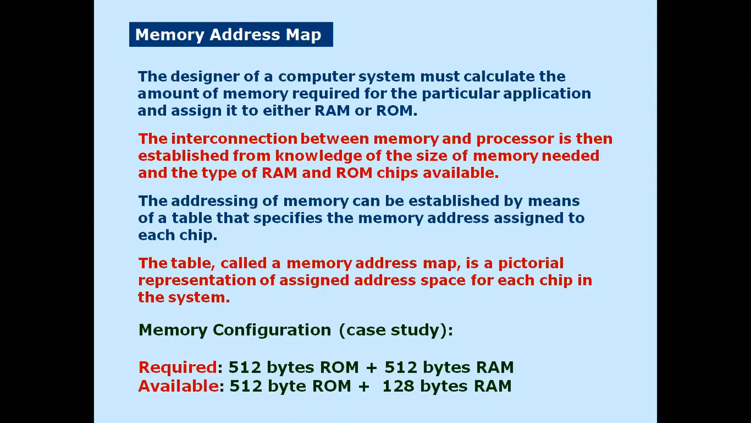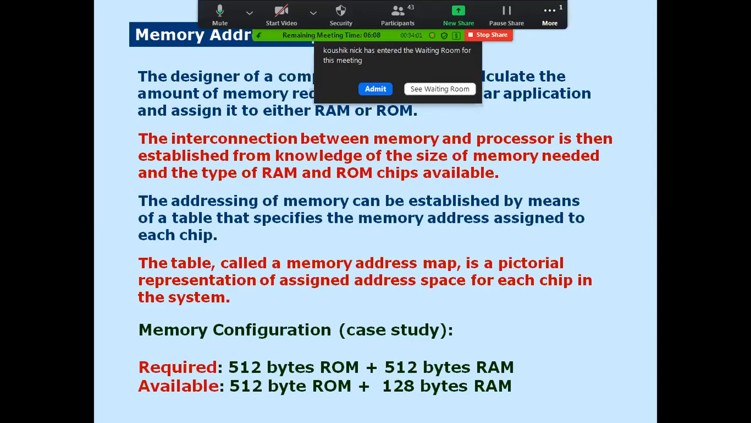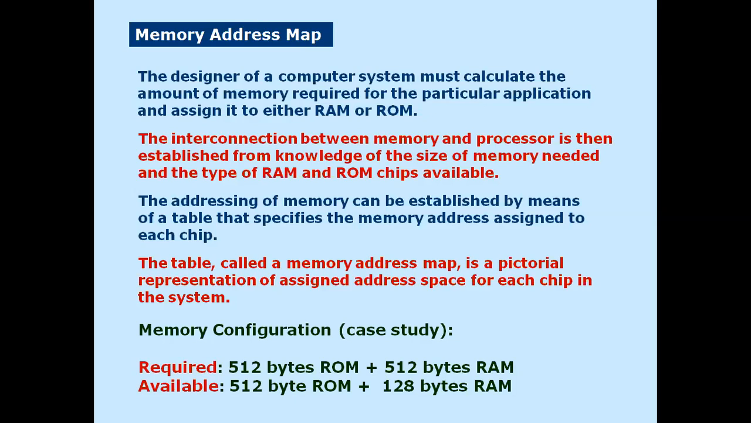Required is 512 bytes ROM and 512 bytes RAM, minimum requirement. And available, as per my block diagram, what is the size of RAM? 128. And the available ROM is 512. So as per my block diagram, I have 512 bytes ROM and 128 bytes RAM, isn't it? And the required is 512. So we can make use of it.